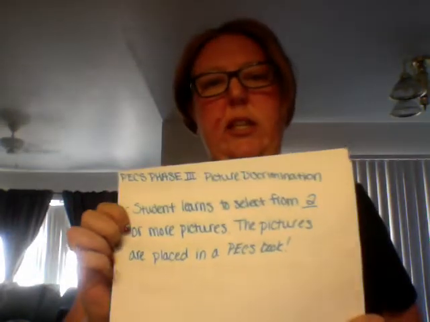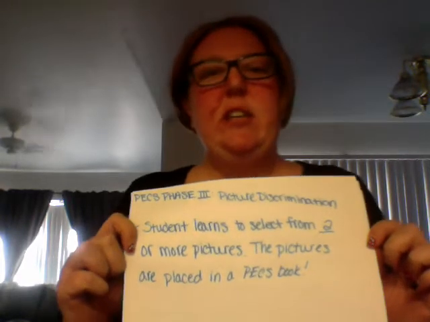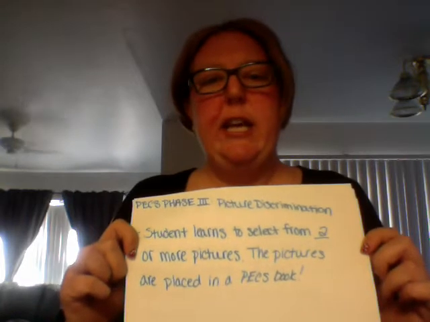Your third step of PECS is picture discrimination. So this is when you bring in more than one picture. You have the student learn to select from 2 or more pictures, and the pictures are placed in a PECS book. And a PECS book looks like this, and I will go over it more later.